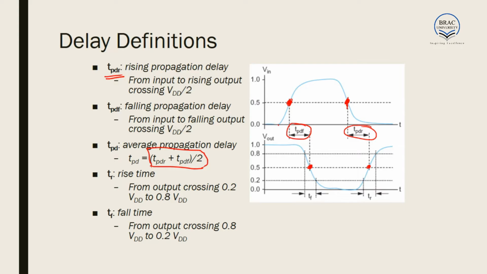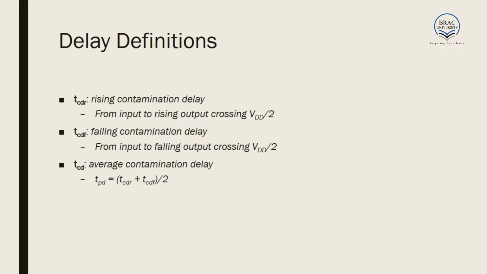The rise time is the time required for the output to cross from 0.2 times VDD to 0.8 times VDD. That is, here we have 0.2 times VDD and here we have 0.8 times VDD. So this time is called the rising time. And again, falling time is the time required for the output to fall from 0.8 times VDD to 0.2 times VDD. That is, the time interval over here is called the fall time of a particular inverter or a particular CMOS circuit.